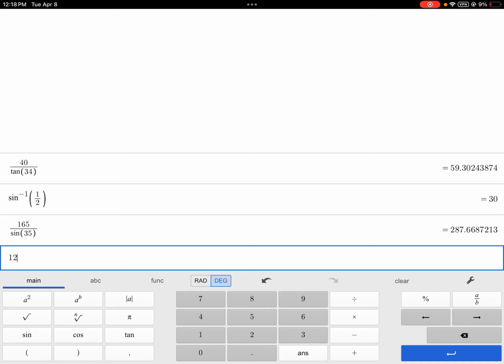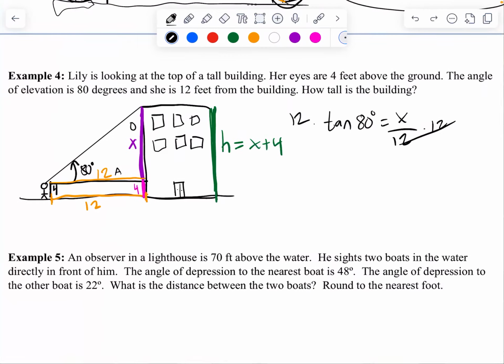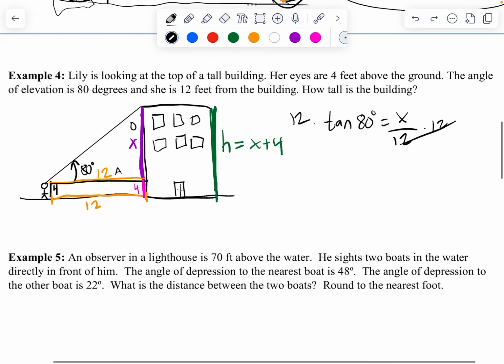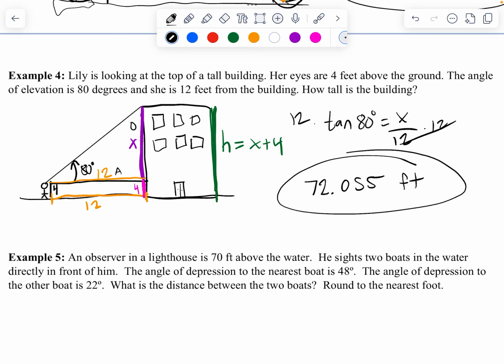So we have 12 tangent 80. That is our x. Add 4 for the height of Lily, and our building should be 72.055 feet tall. It doesn't say anything about rounding. But there you go. There is your answer. So make sure you're taking care of that one. If it doesn't say how tall the person is who's measuring the angle, you can assume they're probably like lying on the ground finding the angle, and you don't have to worry about that height for angles of elevation, right?